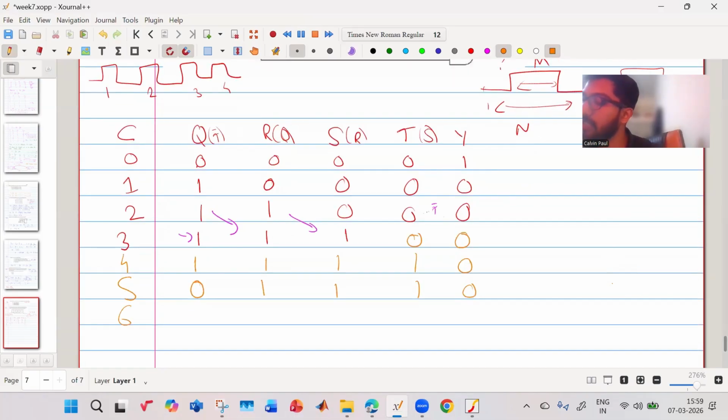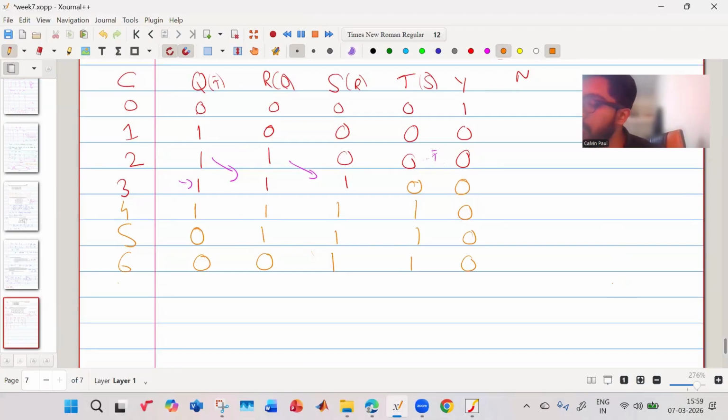Now let us go to the sixth clock cycle. Q is T bar. T bar is 0, so this becomes 0. R is Q, so it will become 0. S is R, so it means 1. T is S, so it is 1. Now what is Y? Again Y is Q bar and T bar. Q bar is 1, but T bar is 0, so this again is 0. Now let's go to the seventh clock cycle. Your Q is T bar, so that means again it is 0. R is Q, so it is 0. S is R, so it is 0.